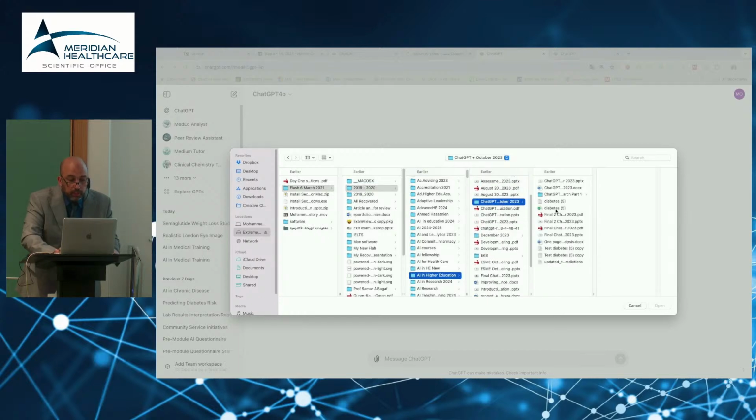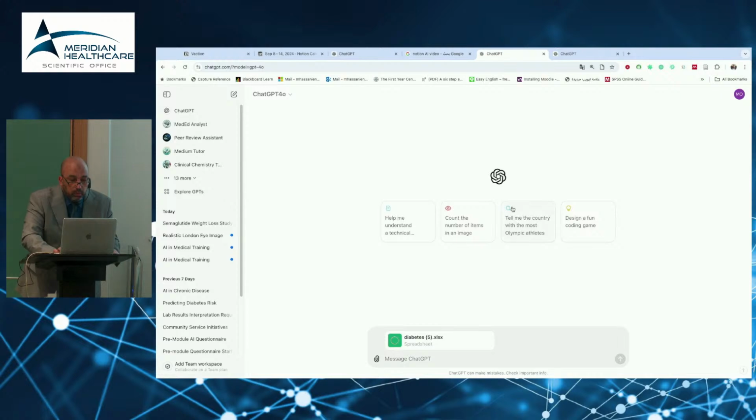This Excel sheet, let me show it to you. The Excel sheet contains data about females who are susceptible to diabetes. So we have their data including their insulin level, age, family history, body mass index, and I think one more. So what I just did here, I uploaded the file into ChatGPT.